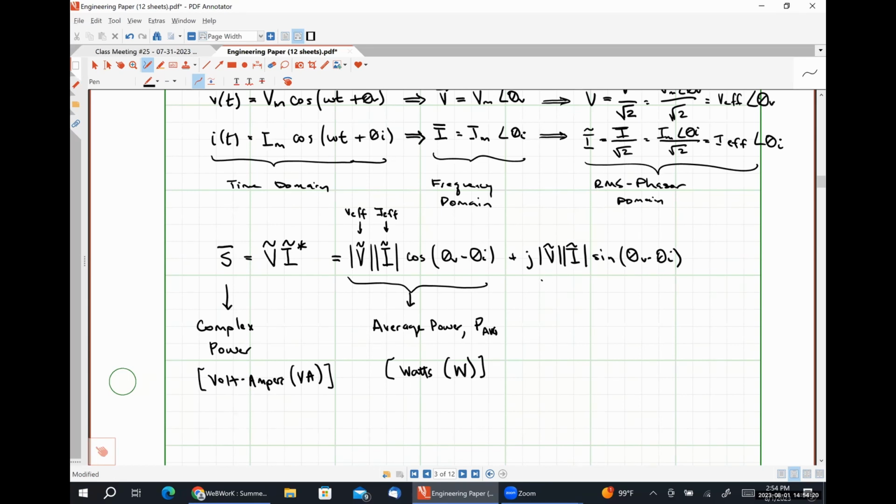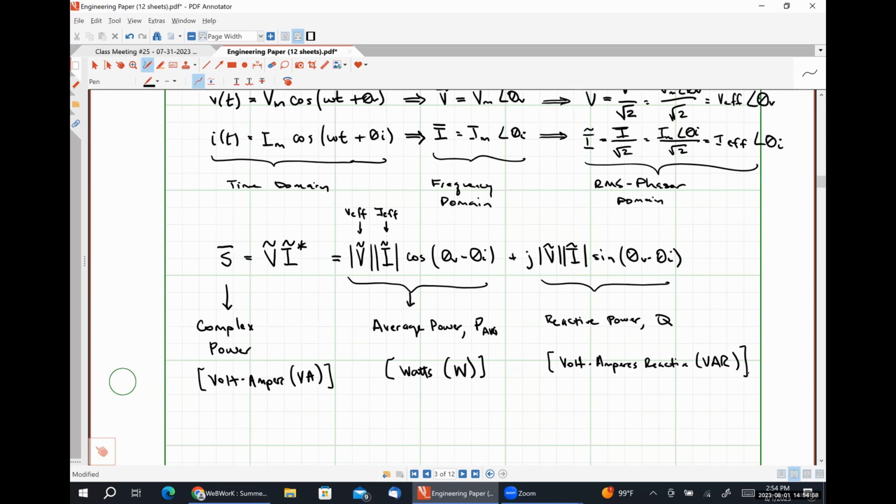The imaginary part here is what's known as the reactive power. It's typically given the symbol Q. Reactive power is measured in volt amperes reactive, or VARs.